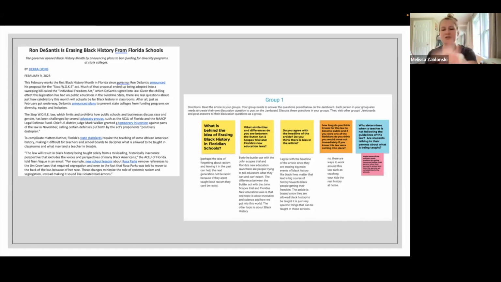Here's a screenshot from one group's discussion board and some of the questions they asked. If you were a Floridian, would you move out immediately if you knew this was happening? Or who determines when a teacher is not following the guidelines of the law? Are students talking to their parents about what is being taught?